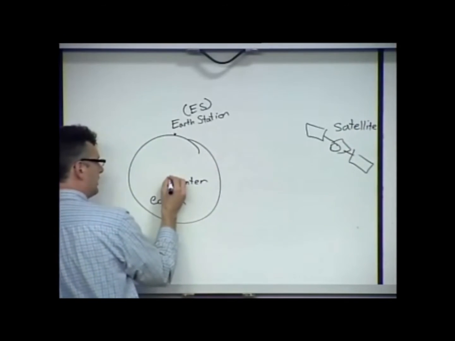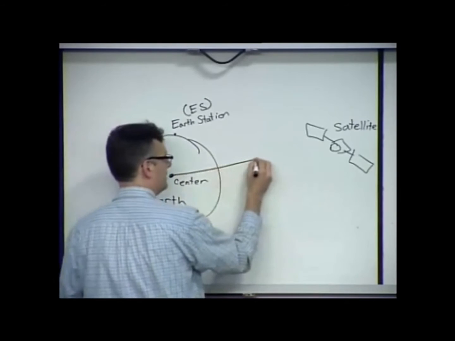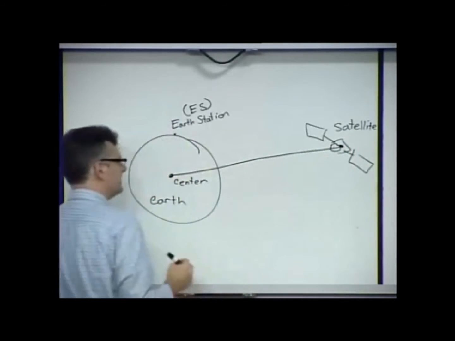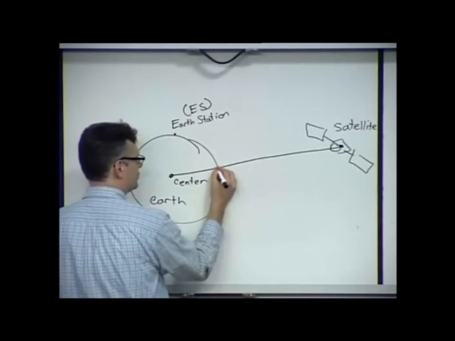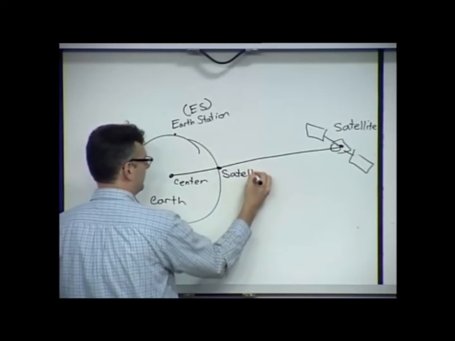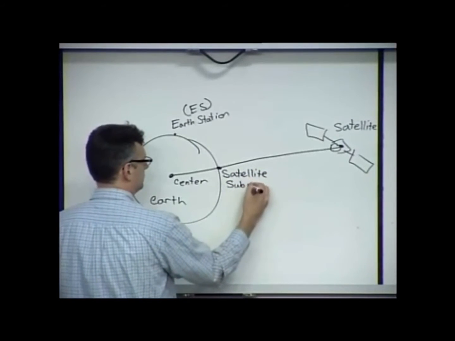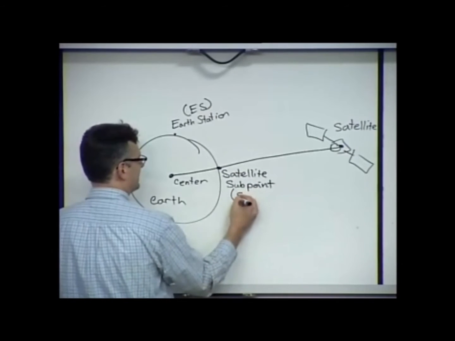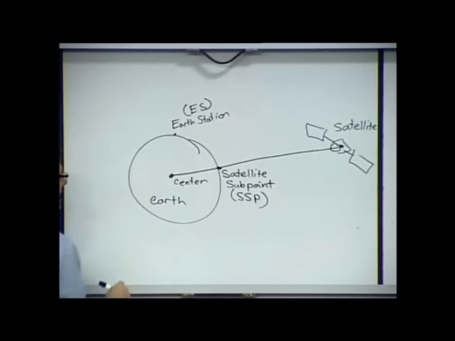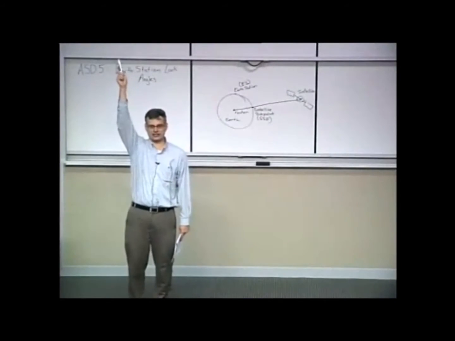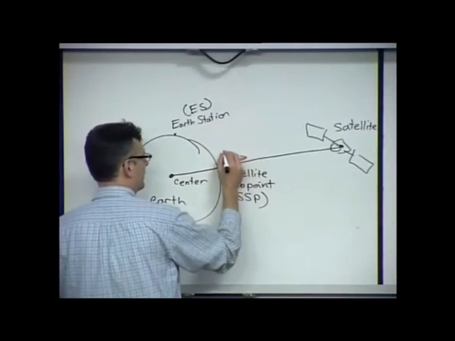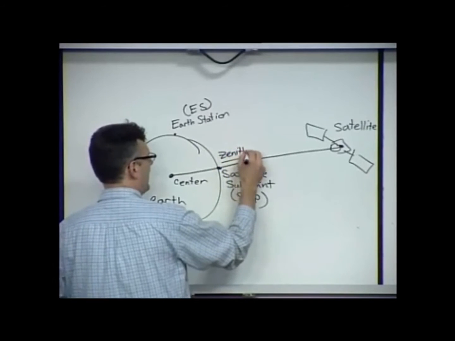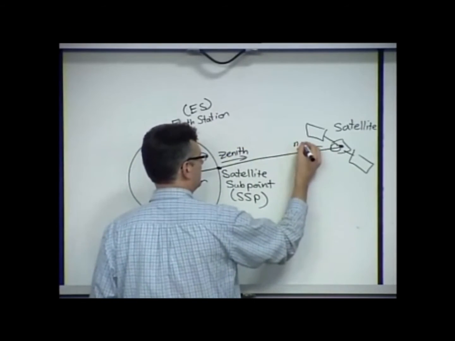And if you draw a line from the center of the Earth to where the satellite is, the place where that intersects the Earth has a special name as well. That's called the satellite subpoint. We'll abbreviate that SSP. And if you were standing on the satellite subpoint, the satellite would essentially be directly overhead. We call directly overhead zenith, this direction. And then looking backwards down to Earth, we call this nadir.